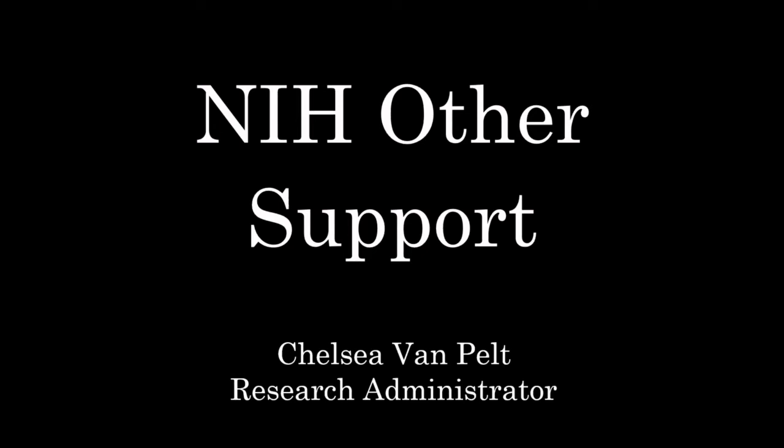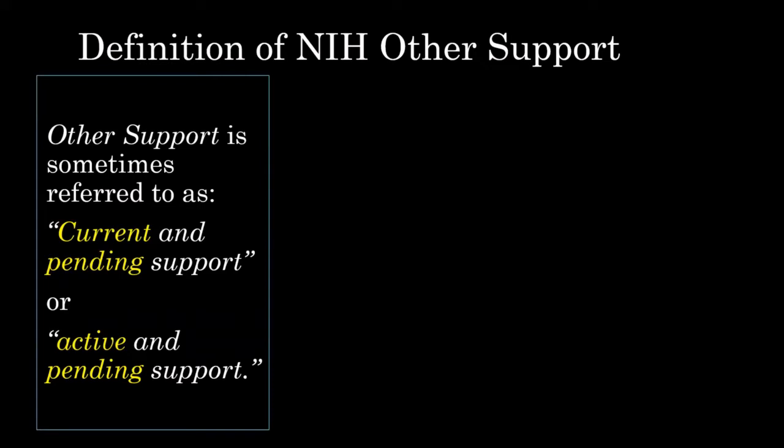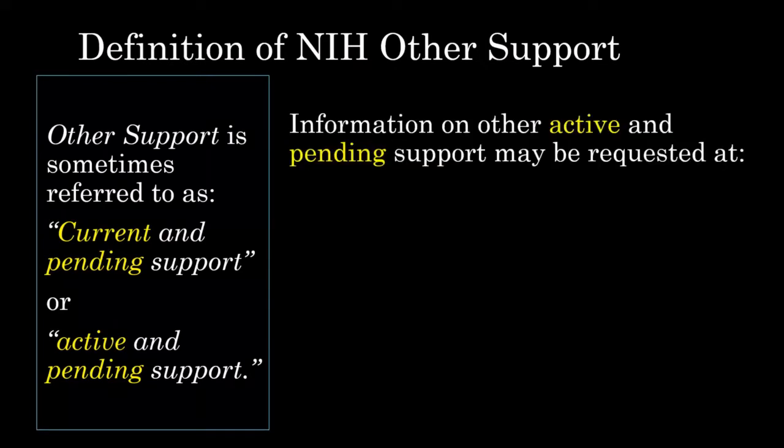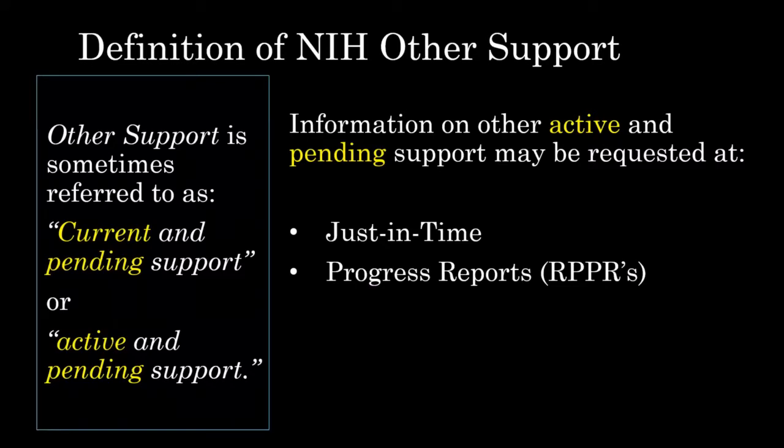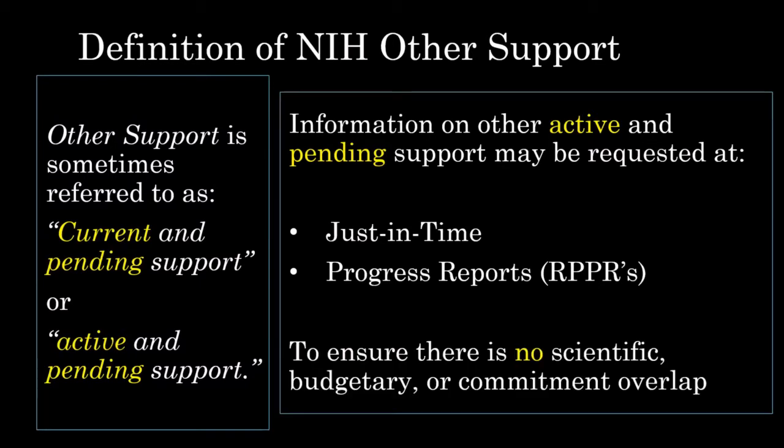Today we are going to touch on NIH Other Support. So what is the definition of NIH Other Support? Sometimes other support is referred to as current and pending support, or active and pending support. So you'll hear a couple of terms for it. The information on other and pending support may be requested at just in time, or it will be collected for the progress reports, RPPRs. This is for NIH to ensure that there is no scientific, budgetary, or commitment overlap.